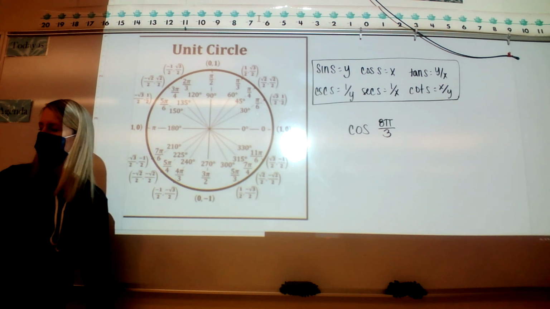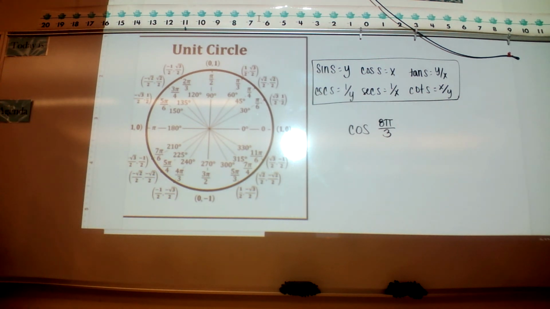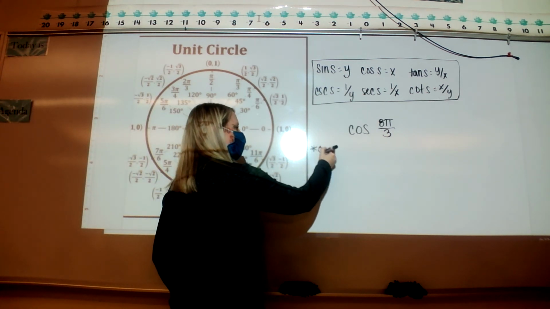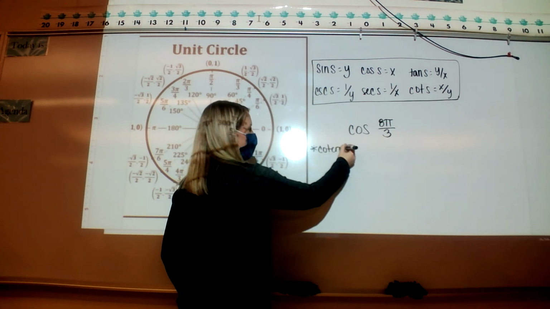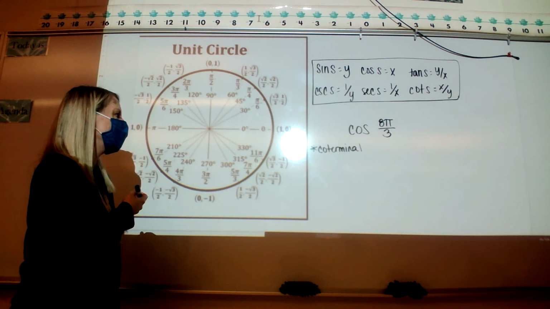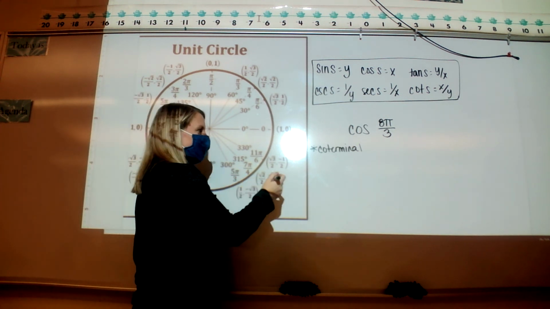So I'll help you with the setup and then see if you can go from there. The first thing we always do is we go around the circle and look for 8 pi over 3, but it's not there. So that makes us sad. So you're going to have to find a coterminal. Okay, it's too big. Let's make it smaller and find the angle that has the same terminal side.